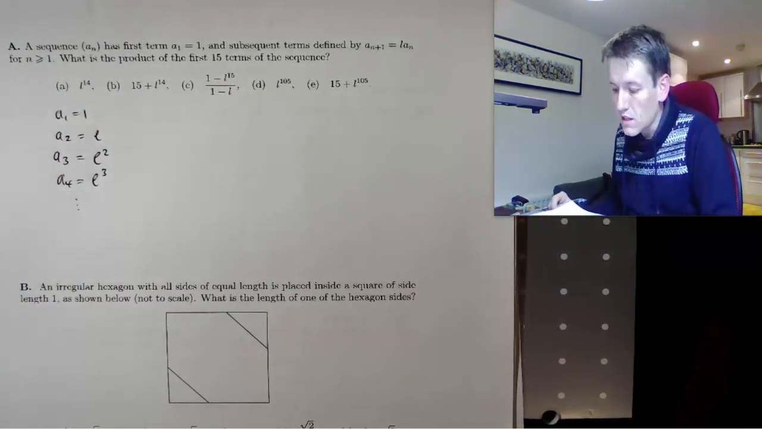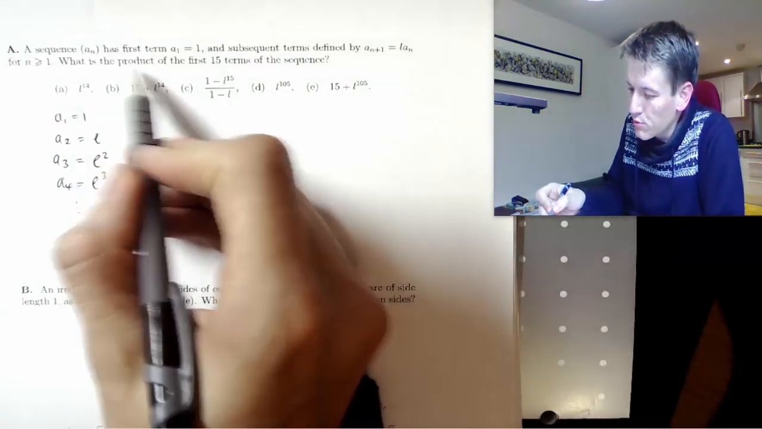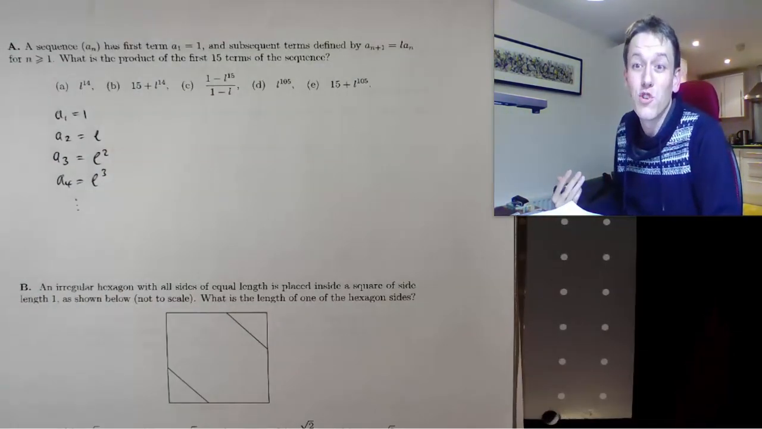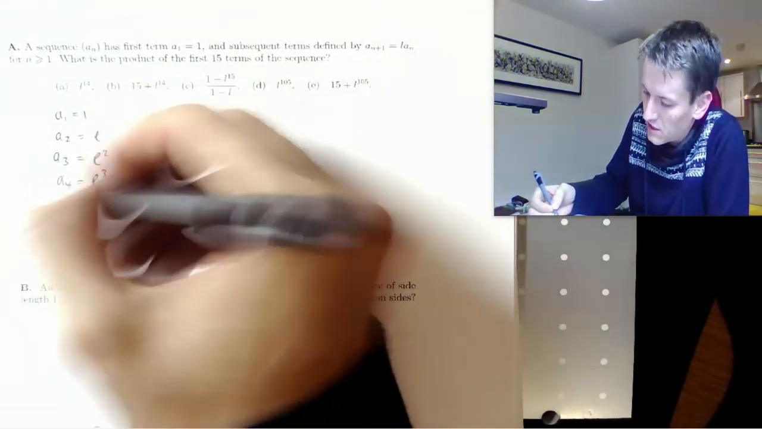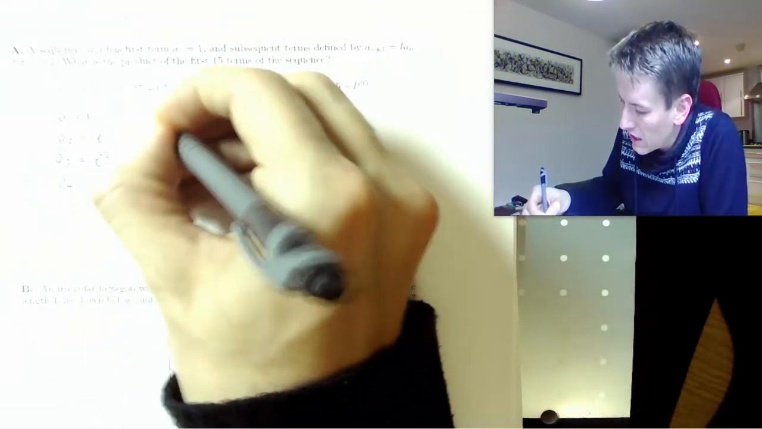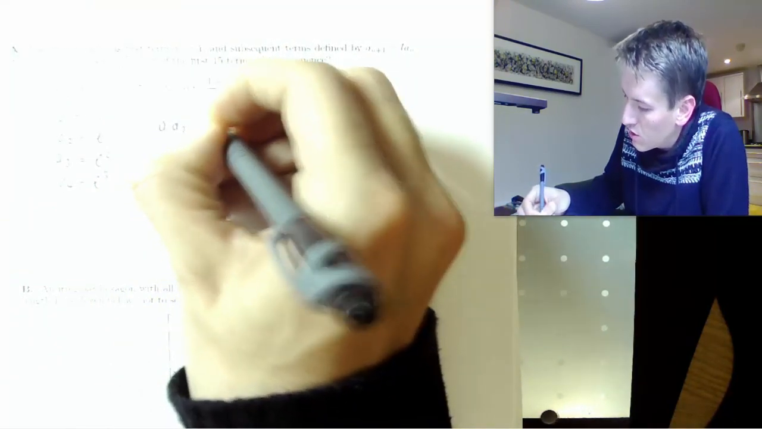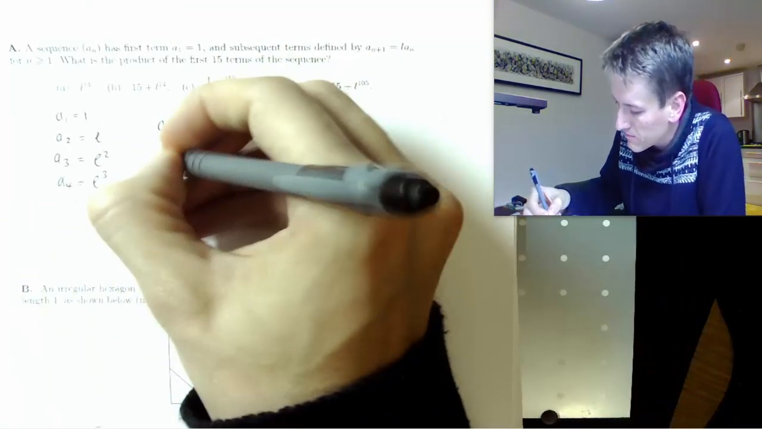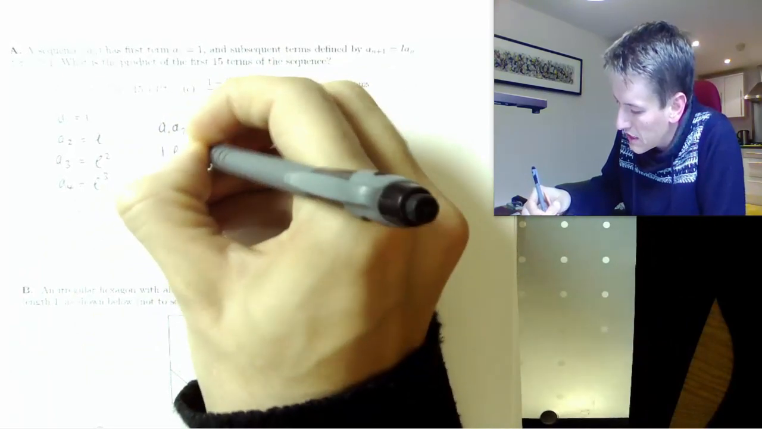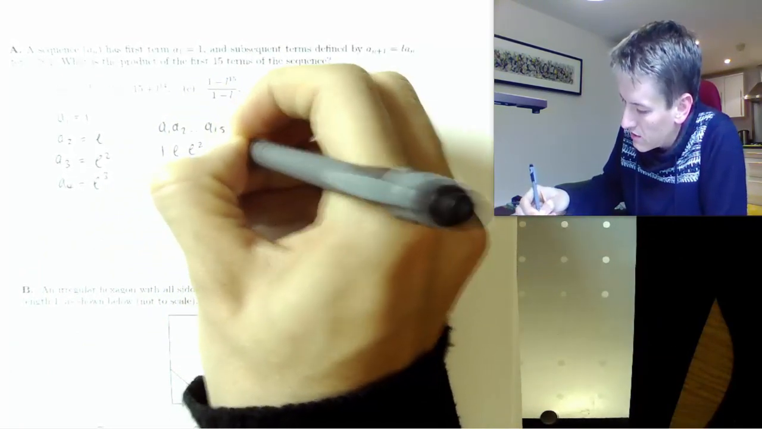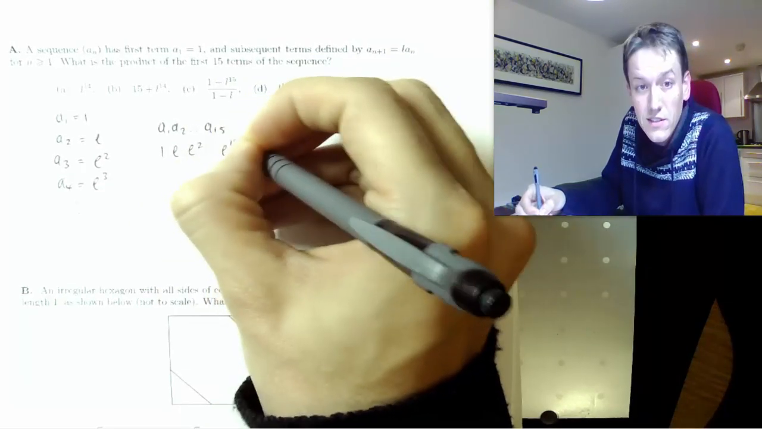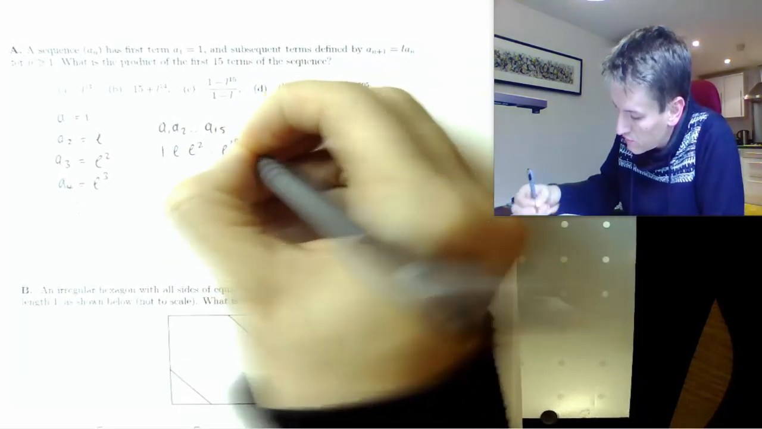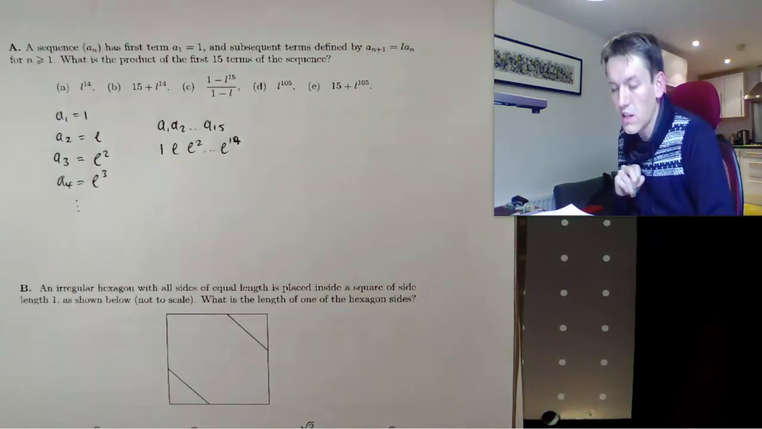But we've got to be careful. It says what's the product of the first 15 terms. We know we've got formulae for the sum of the first 15 terms, but actually here it wants a product of the terms in this geometric progression. So it's going to be a1 times a2 all the way up to a15. That's going to be 1 times L squared, and the final term here, a15, is not actually going to be L to the 15, but L to the 14. The index is always 1 lower than the term number here.